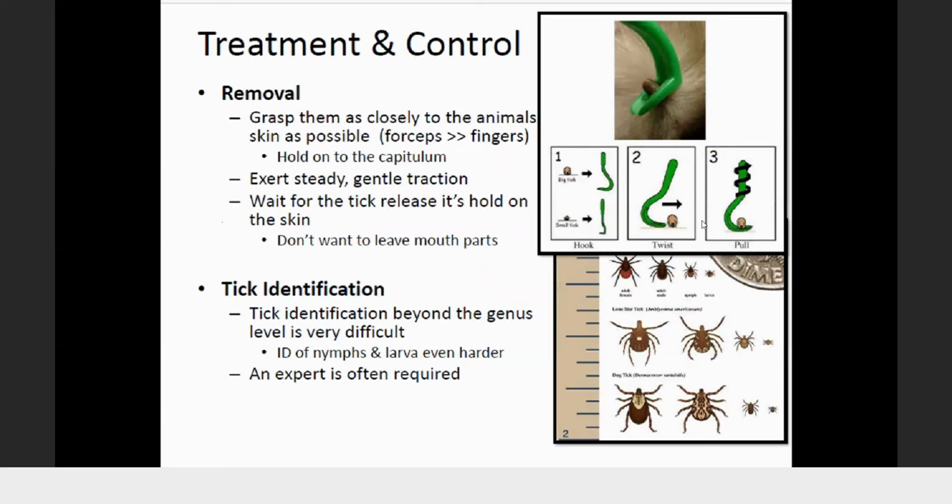And then tick identification, I think, is quite difficult, but up to genus, if I taught you before, I think you can differentiate them. Okay, up to genus. But most of the time, an expert is often required. I think that's all for ticks.